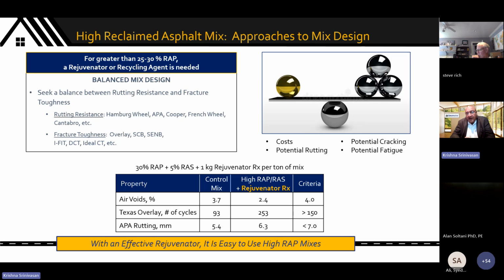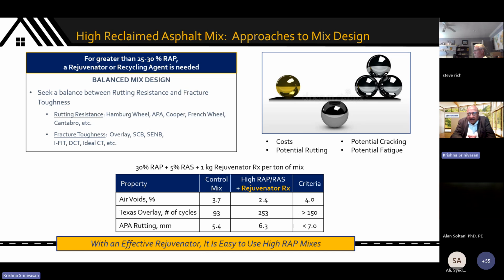And indeed, different DOTs around the country have selected different ways in which to characterize fracture toughness. So really think of it as balancing these four properties: potential for cracking, potential for fatigue, potential for rutting, and obviously costs. That too enters into the equation, but perhaps at a subsequent stage. So how does this all work out in real life? Here is a table, just to put this thing in perspective.